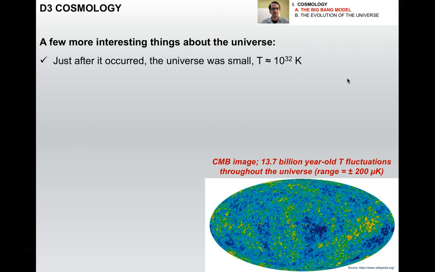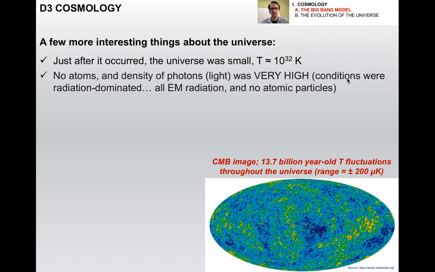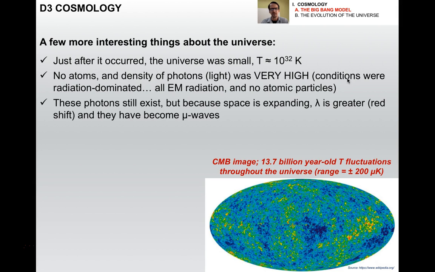All right. Now, a few more interesting things about the universe that you should know. Just after it occurred, the universe was very, very small, and its temperature was very, very hot, about 10 to the 32 Kelvin. At that stage, there were no atoms, and the density of photons was very, very high. So it was a very radiation-dominated situation. It was all electromagnetic radiation and no atomic particles.